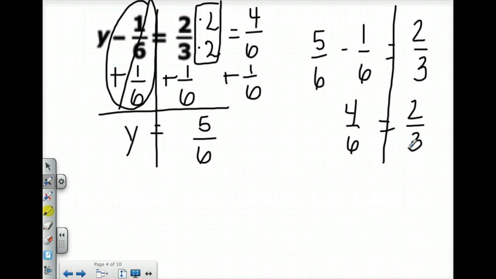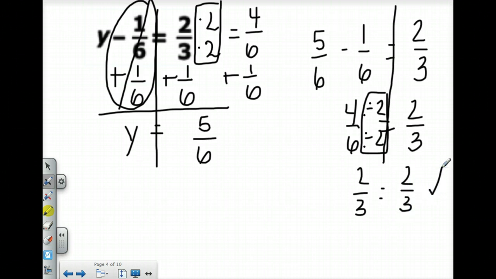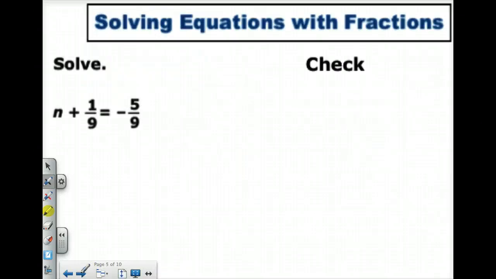And let's just simplify, because we would divide both the numerator and the denominator by 2. And yes, 2/3 is equal to 2/3. So I know my answer is correct because when I substitute the value in for y, we get an equation where 2/3 is equal to 2/3. Our next question is just like the first one that we worked on. I have n plus 1/9 is equal to negative 5/9.